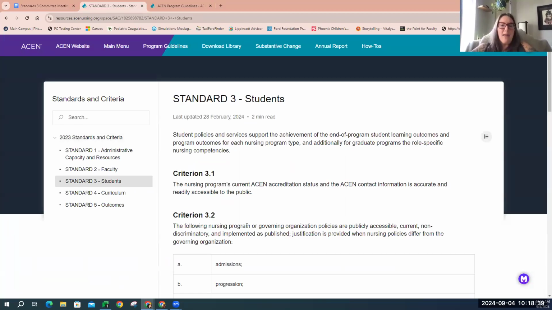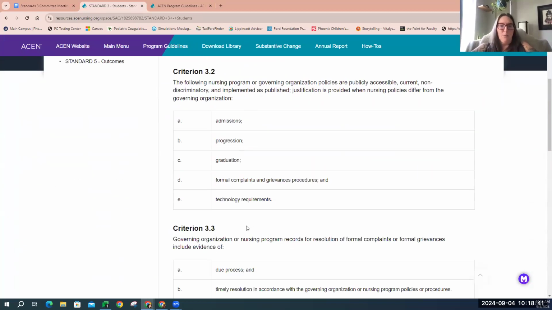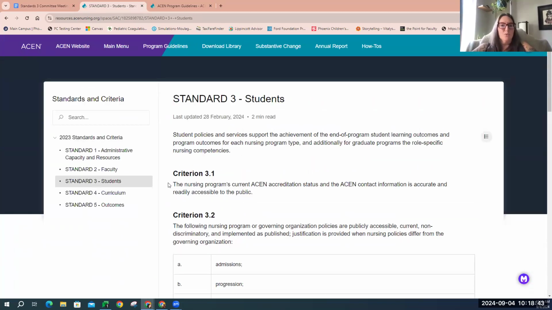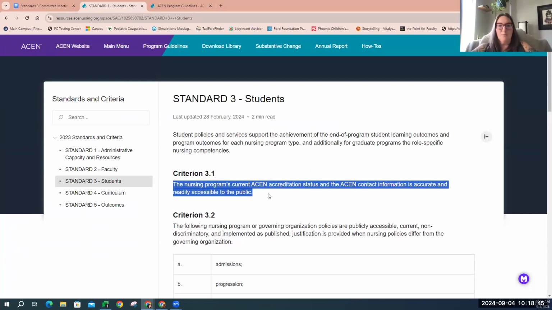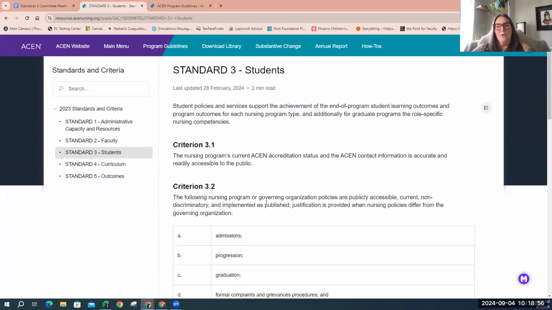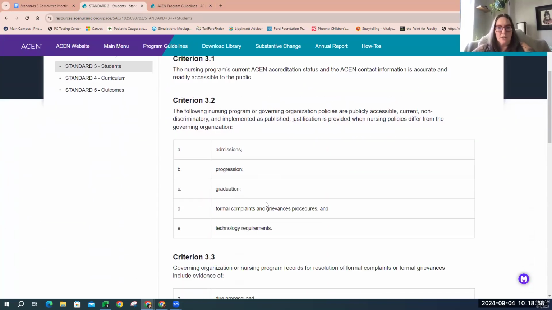Don't become afraid of that because some of it's easy, like 3.1. Do we have front facing that we are ASIN, how to reach ASIN, and how to confirm our ASIN status? Check, done. 3.1 is done. Some of this is going to be a part of the redesign of the website that is currently happening now that they have the background architecture done.